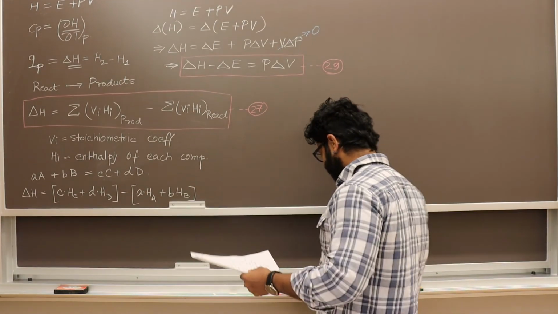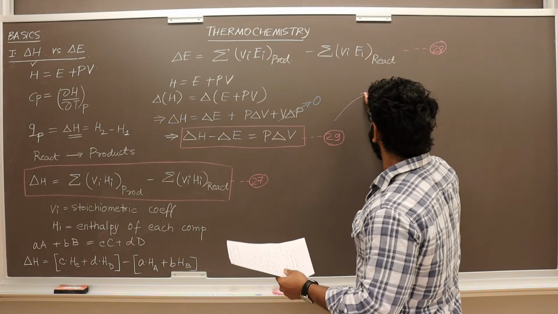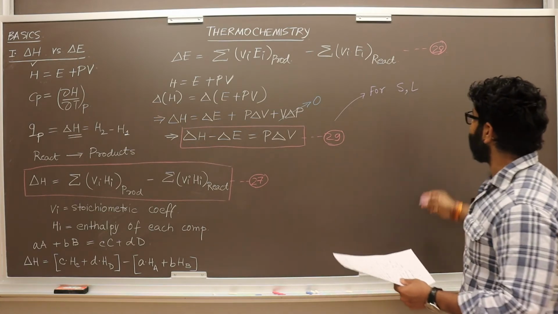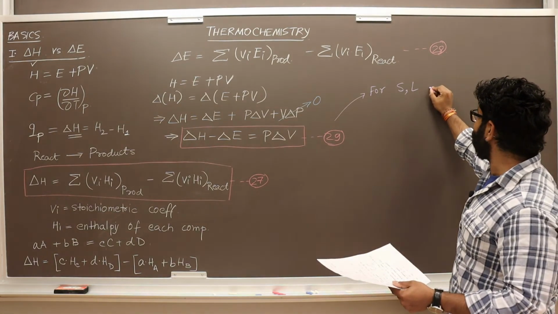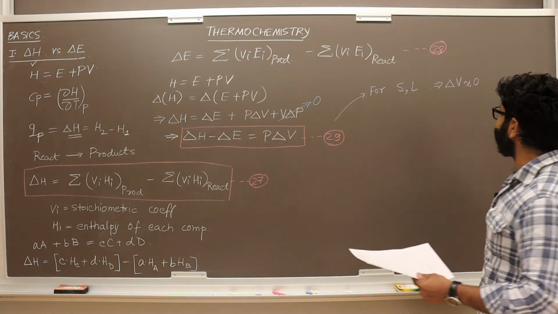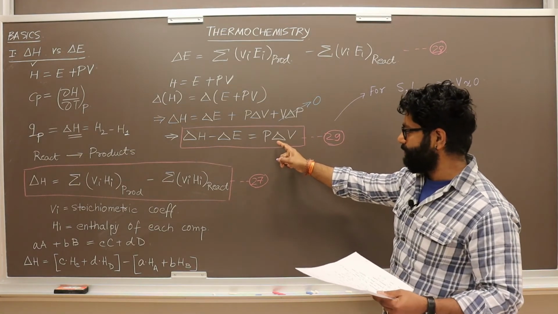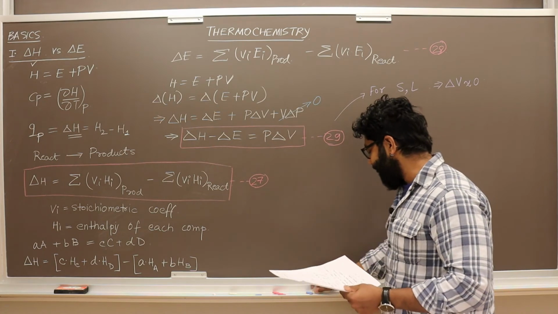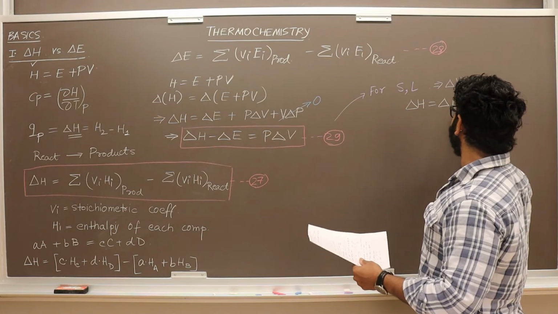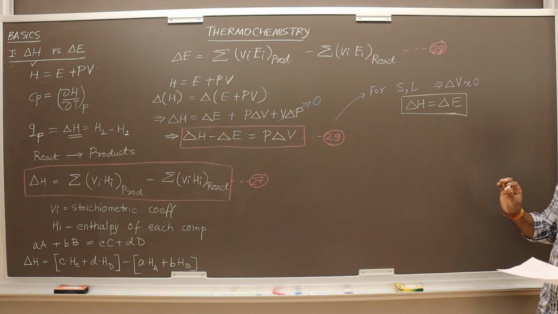Okay. So for solids and liquids, which are the condensed phases, delta V is almost equal to 0. If that is true, then this quantity is cancelled out, and delta H becomes equal to delta E for solids and liquids for most practical purposes.